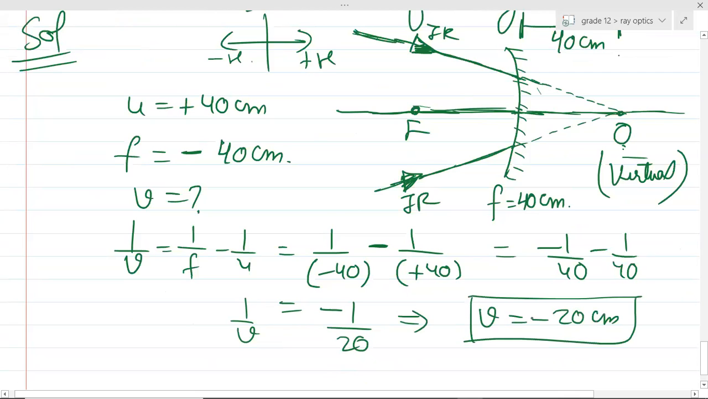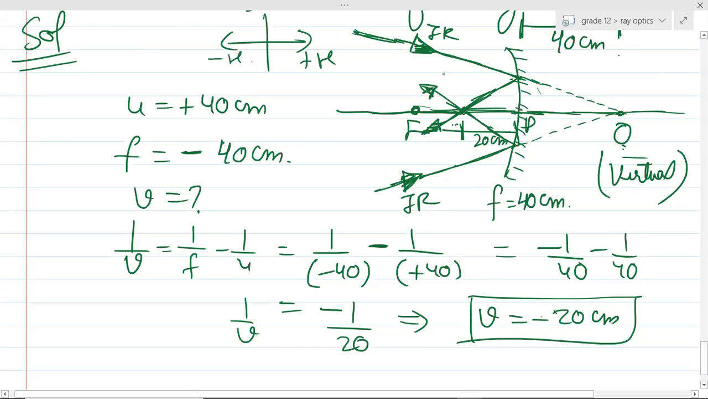So can you see the image is formed at a distance of 20 centimeter. And if it is forming in front of the mirror, what kind of image will this be?